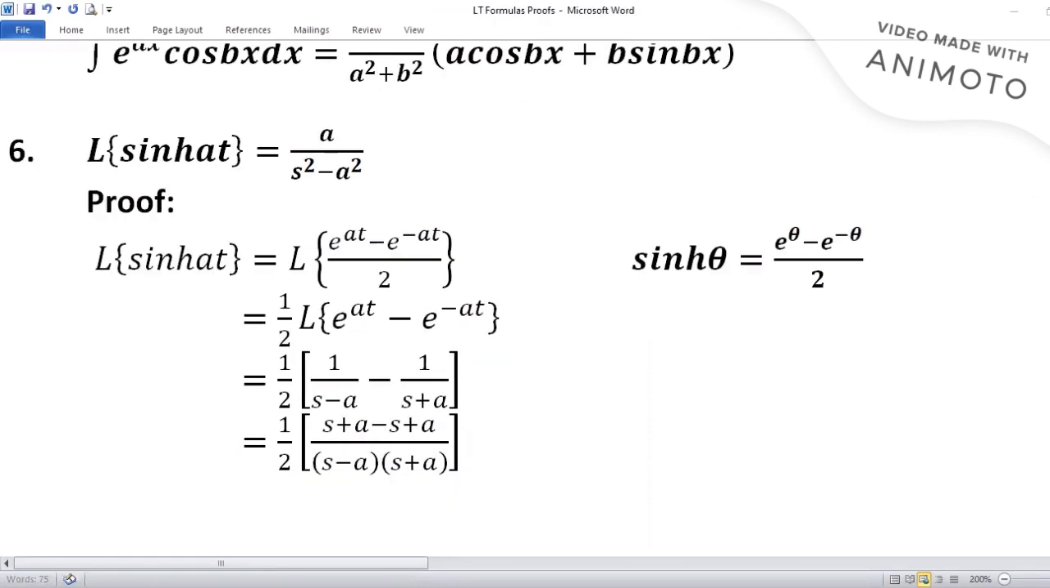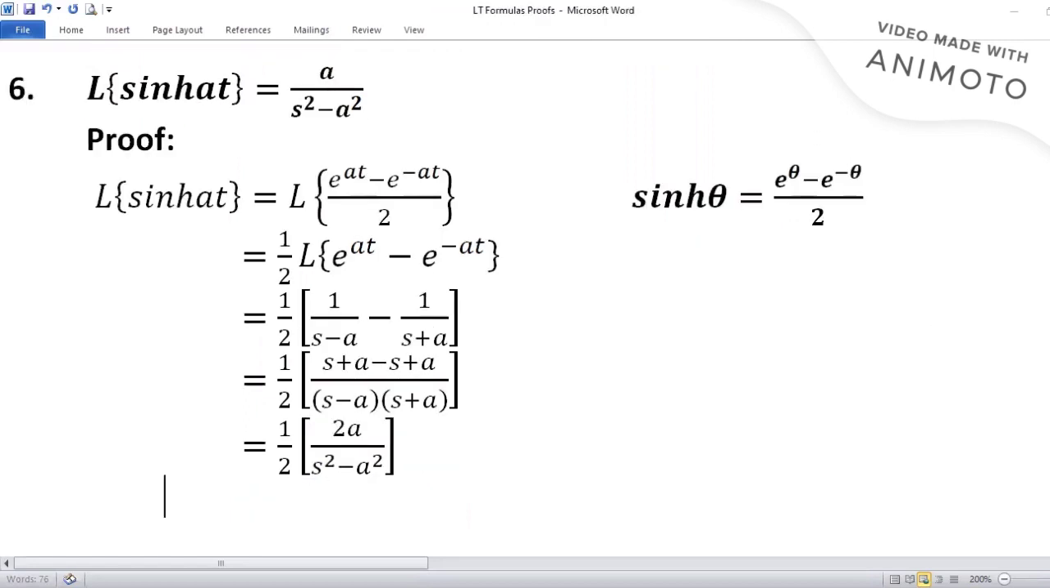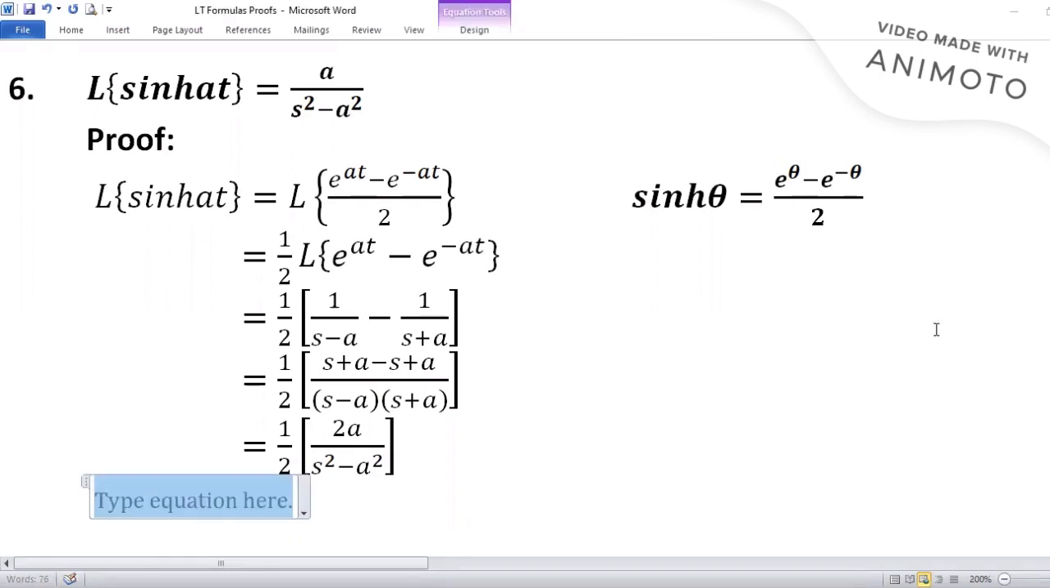We see the numerator minus s and plus s cancel out. We get the numerator 2a, and the denominator (s minus a)(s plus a) is s square minus a square. So half and 2 can cancel out, and eventually we get our answer: Laplace of sin h at is equal to a upon s square minus a square. So this is the Laplace of sin h at we have got.